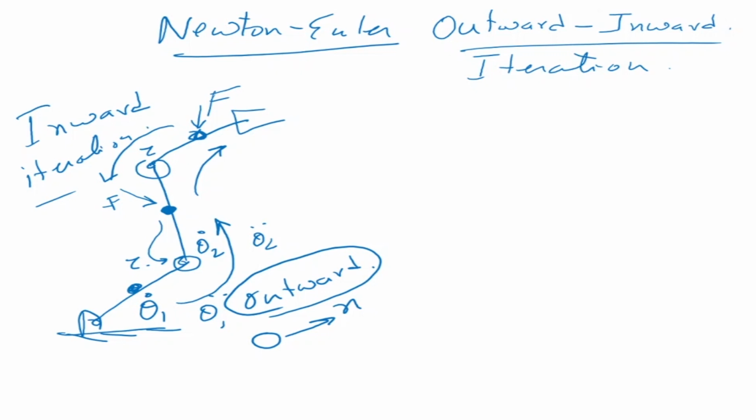And then based on those forces acting on the CG, we have an inward iteration which is going to tell us what the joint torques are because of the forces there. So these are the basic equations. Let's write down the basic equations.